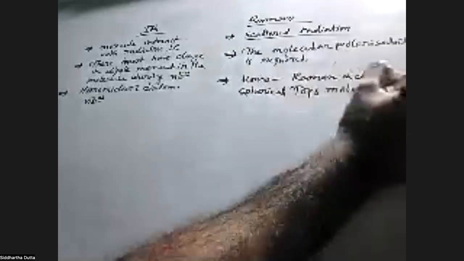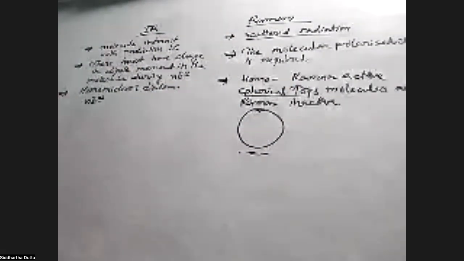And in this case, homonuclear diatomic molecules are Raman active, whereas the spherical top molecules are Raman inactive, as there is no appreciable change in the polarizability ellipsoid of the spherical top molecules.